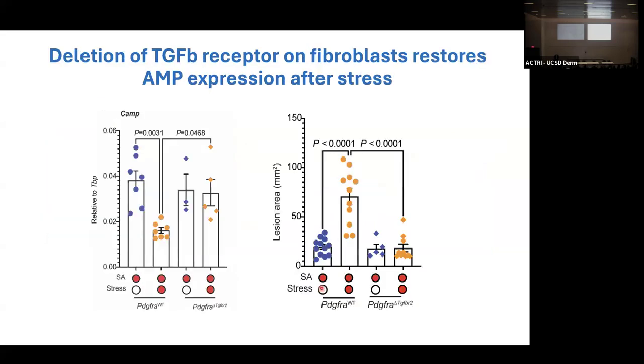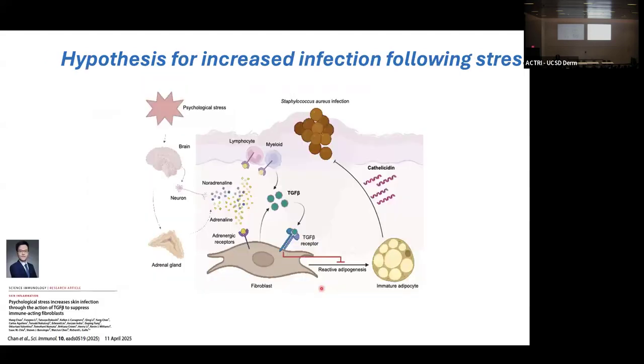But if you take the fibroblasts and remove the TGF-beta receptor only on the fibroblasts, you can completely rescue the infection from stress. So saying the pathway is that stress, adrenal gland, adrenaline inhibits reactive adipogenesis because there's this release of TGF-beta, and the absence of detecting TGF-beta makes them then normal again. Very stressed out, still very stressed, but they can now fight infections. So this is the model. Congratulations to Marcus and the Science Immunology paper on that, kind of going through what I just showed you.